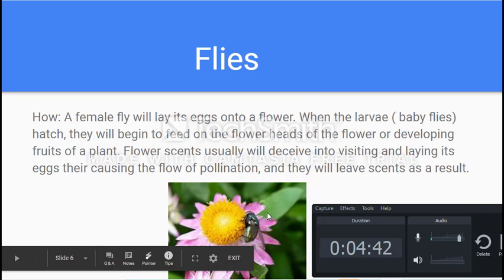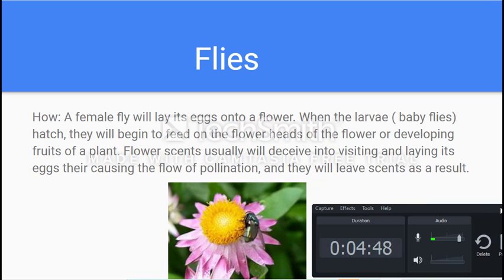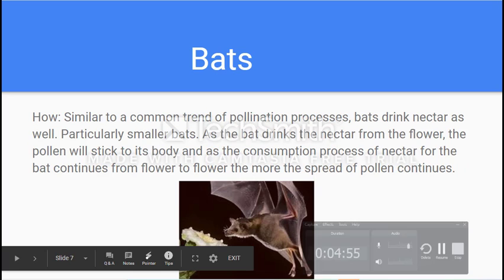Now, there are no eggs, but there is generally the laying of eggs that causes the different types of behaviors that will lead to further pollination in other plants and flowers. Now, let's move on to our last pollinator.